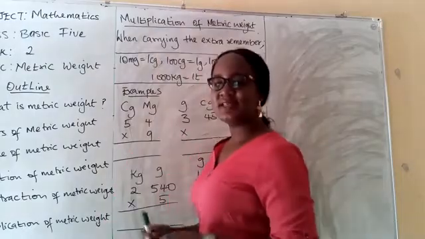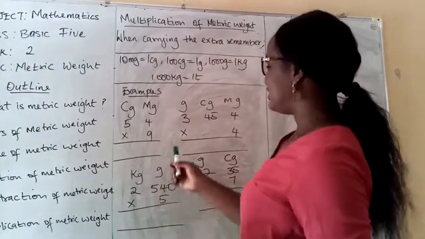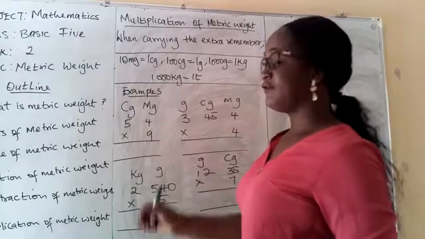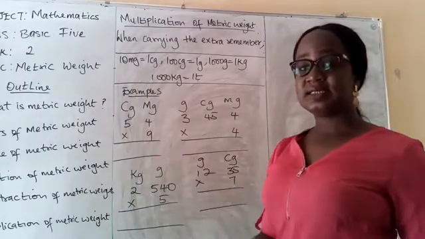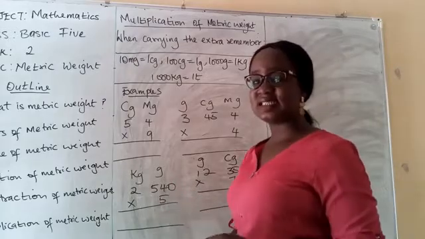Okay, so this is a multiplication. We start with this. 9 times 4 will give you what? 36, right? Now, how many centigrams do we have in 36?